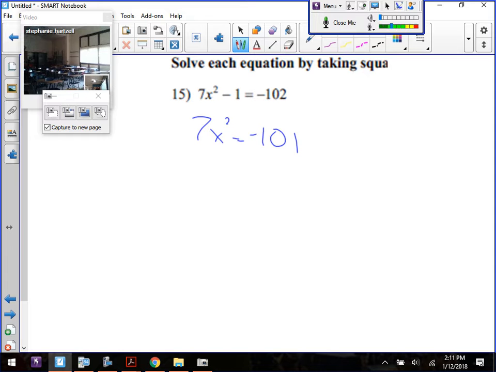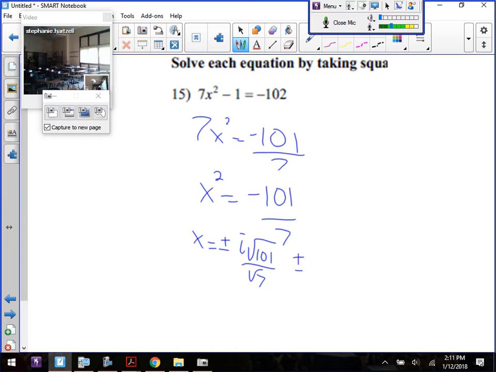7x squared equals negative 101. I added 1. Divide by 7. Divide that by 7. What do we get? Oh, that's a crappy fraction. And then you're going to get x equals plus or minus the square root, which will be i root 101 over root 7. So it'll be plus or minus root 707 over 7 with an i in it. That's really gross.